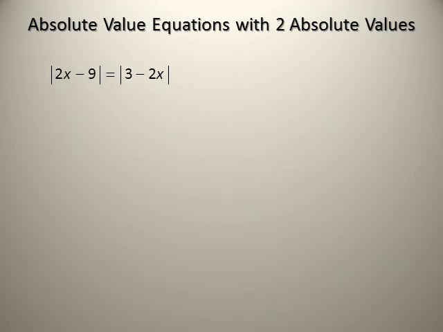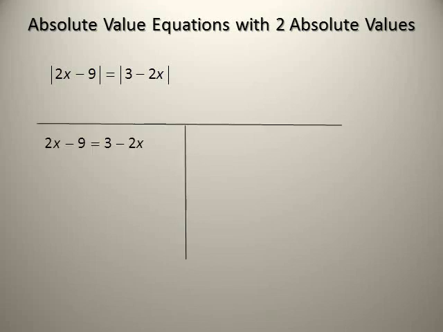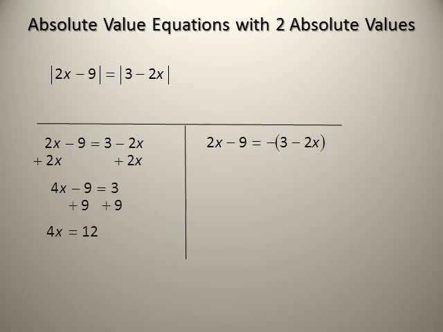Another example here: we have absolute value of 2x minus 9 equals absolute value of 3 minus 2x. First, change the sign of any of them. That means 2x minus 9 equals 3 minus 2x, or 2x minus 9 equals negative 3 minus 2x. Then solve for x in the two equations. In the first one, adding 2x on both sides, it will be 4x minus 9 equals 3. That means 4x equals 12. That means finally x equals 3.